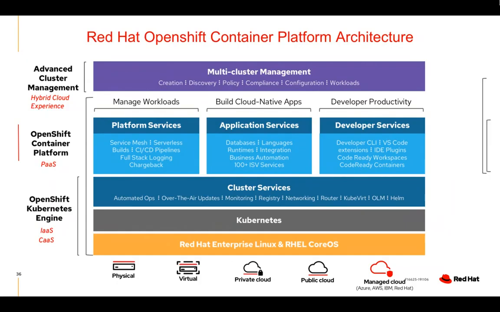Now, if the customer definitely needs to make his development teams productive, he needs to give them all the tools, all the languages, all the frameworks to develop applications quickly, at the tip of their fingertips whenever they want, in a self-service way. So this is where the layer that you see in light blue comes into play. We offer platform services such as service mesh, serverless, CI/CD pipelines, chargeback and logging for those developers. We also offer databases, languages, runtimes, integration capabilities, and business automation, and over 100 ISV services that are available and certified on top of Red Hat OpenShift.